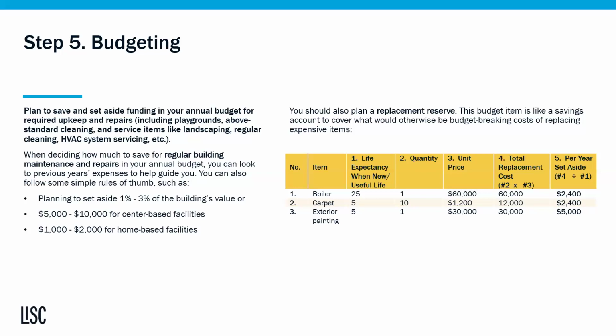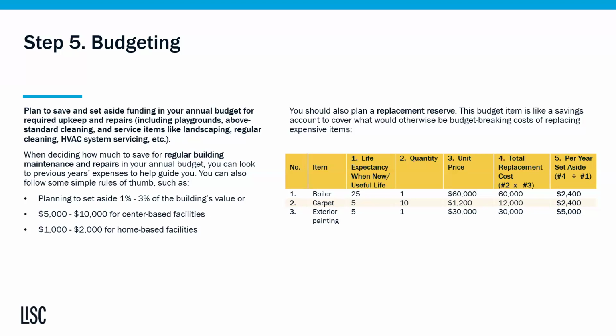And lastly is budgeting. So use this plan to save and set aside funding in your annual budget for required upkeep and repairs. And this should include your playgrounds, any above standard cleaning services, any landscaping that you might have to do, also your regular cleaning, HVAC system servicing, all of those ongoing costs.